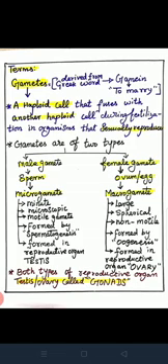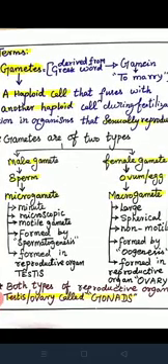Which organisms follow this? An organism which follows sexual reproduction, right? Gametes are of two types, male gamete and female gamete. The male gamete is called sperm or microgamete. The female gamete is called ovum, egg or macrogamete.